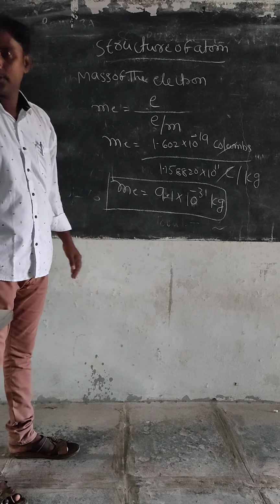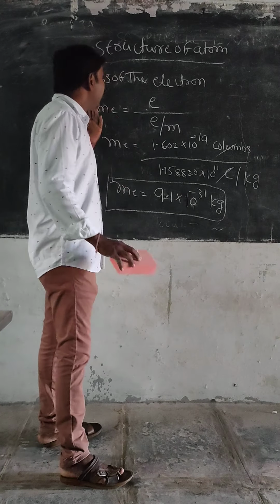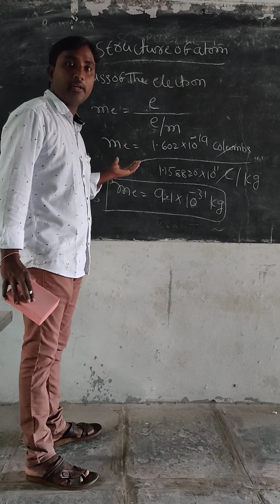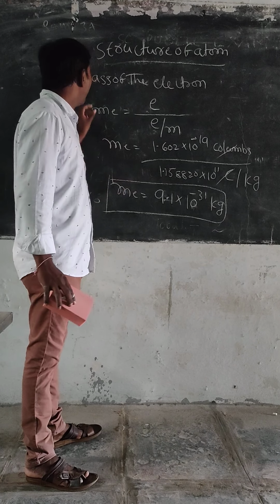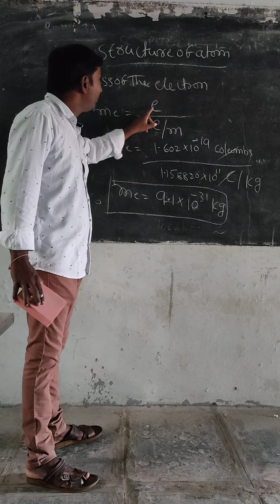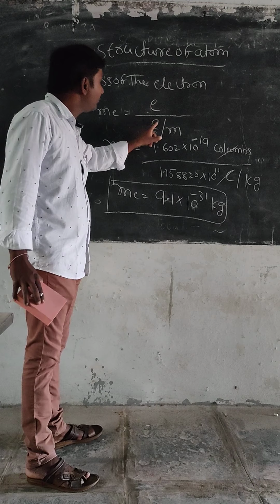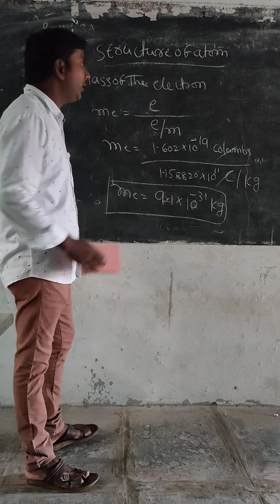So first, the charge to mass ratio J.J. Thomson gave. Then the charge of the electron R.A. Millikan gave. From that we have to find the mass of the electron, equal to charge divided by charge to mass ratio. Okay, we can easily find it.